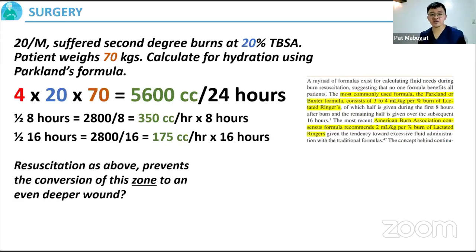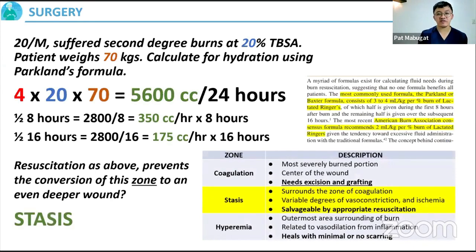Resuscitation as above prevents the conversion of this zone to an even deeper wound. So we have 3 zones. We have coagulation, we have stasis, and we have hyperemia. Coagulation needs excision and grafting. Stasis is just around the coagulation, and hyperemia is the vasodilation surrounding it. So for coagulation, can't do anything about it, you just need to excise it.